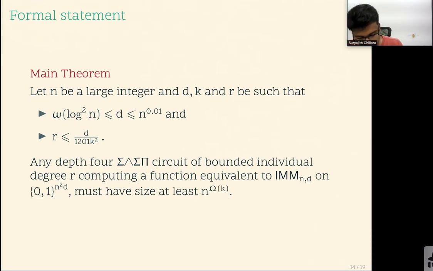I repeat: if there is a sigma power sigma pi expression that outputs a polynomial of bounded individual degree at most r, and that polynomial is functionally equivalent to IMM n comma d over 0 1 power n square d, then this expression must have size at least n to the omega k. For this range of parameters, this value can be at least quasi-poly, or even super quasi-poly.